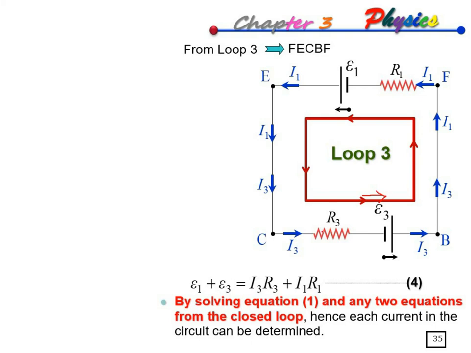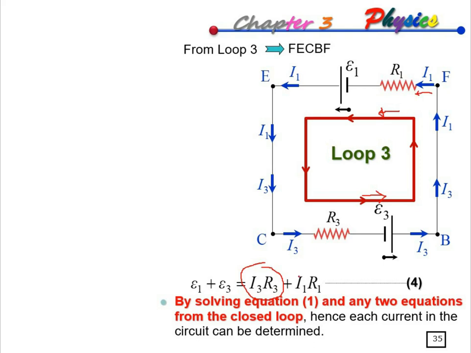For R3, the current that flows through R3 is I3, in the same direction as loop number 3, so it's plus. And for resistor R1, look at the current that flows through R1. This current flows in the same direction as the loop also, so the product of IR here is also positive.